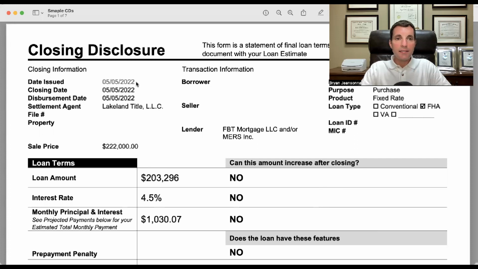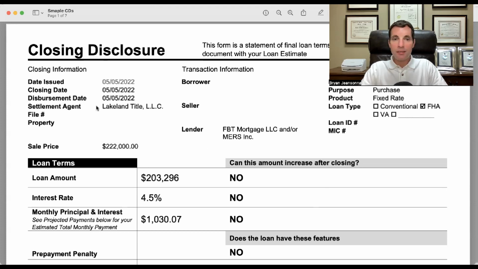You're going to see the date issued, the closing date, and the disbursement date. Disbursement date just refers to when the money is going to leave my escrow account. So in a normal closing, when you're buying a piece of property, the closing date and the disbursement date are going to be the same. So the closing date's when you sign. If you were doing a refinance, there's a 3-day waiting period for refinances. So that closing date would be one date, and then 3 days later would be the disbursement date.